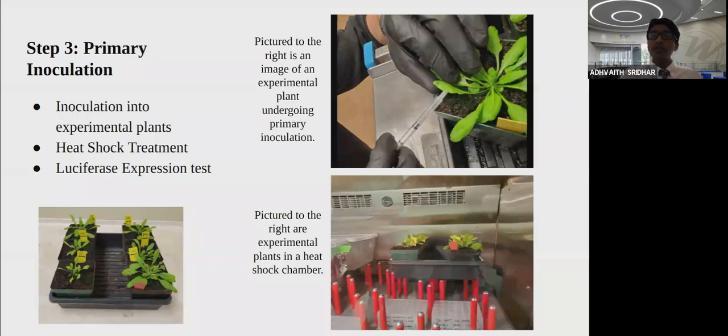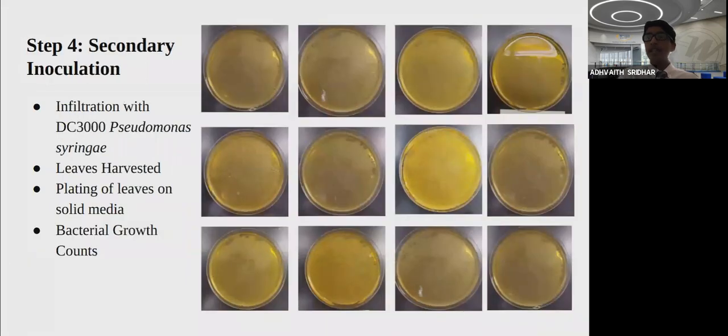We then performed the luciferase expression test to make sure that the edited genes were being expressed in the plant. So about 5 to 9 days after primary inoculation, we performed secondary inoculation on the plants in which we exposed them to bacteria and then harvested those leaves and plated them on solid media in order to count the bacterial colonies that grew on them. The more colonies that grew on these plates, we could infer that the immune responses were not as strong.